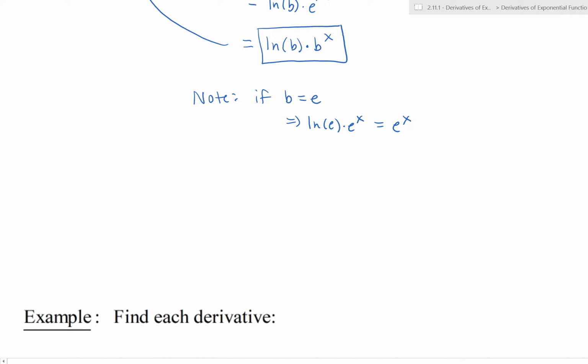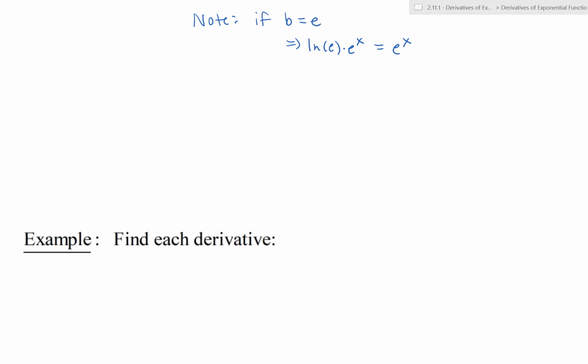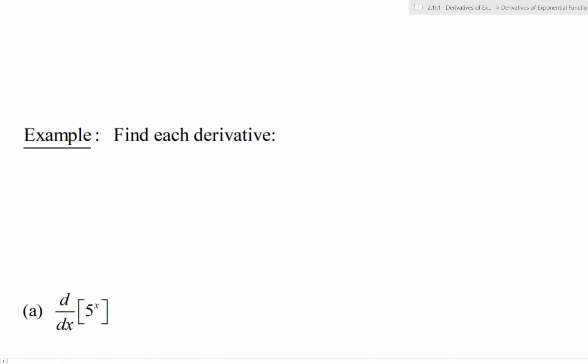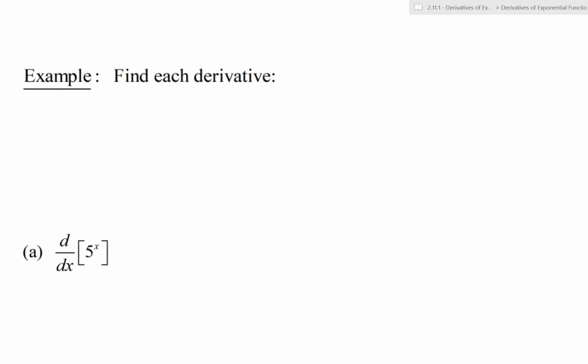So we got the rule now. And so what we're going to do is just finish off the video by looking at a couple of examples. Let's go ahead and find some derivatives. So this first one, part A, just to see the basics here, we're asking to find a derivative of 5 to the x with respect to x.